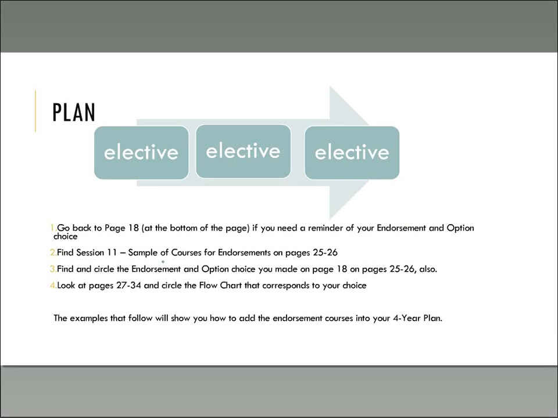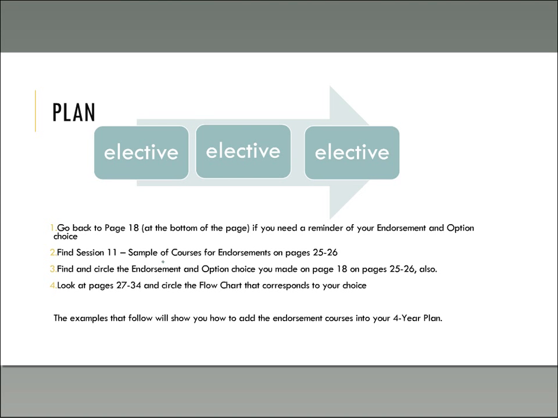So what I want everyone to do is to have your student work booklet open, and go back to page 18 if you need a reminder of what your endorsement and option choice was. And then after you've refreshed your memory, find session 11 in your student work booklet, which is on page 25. The title of this lesson is Sample of Courses for Endorsements.